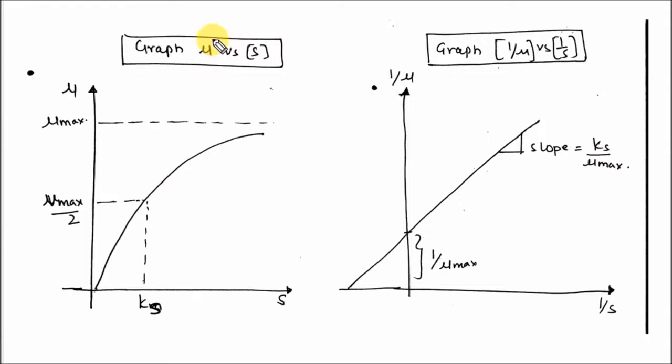Let's see what will be the graph. If you plot the graph between mu, specific growth rate constant, versus substrate concentration, you will get this kind of hyperbolic graph. The substrate concentration at which mu is equal to half of mu max is known as Ks, that is Monod constant. If you plot the graph between 1 upon mu and 1 upon S, you will get the straight line with the y-intercept 1 upon mu max and slope Ks upon mu max.